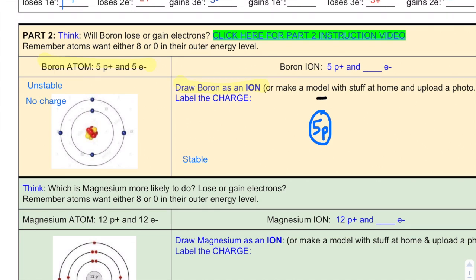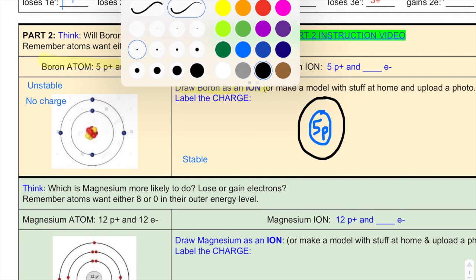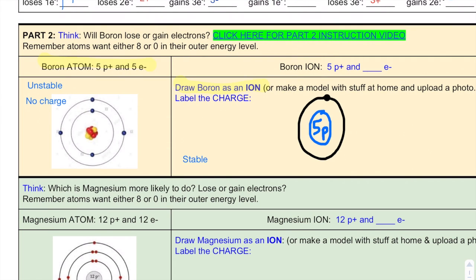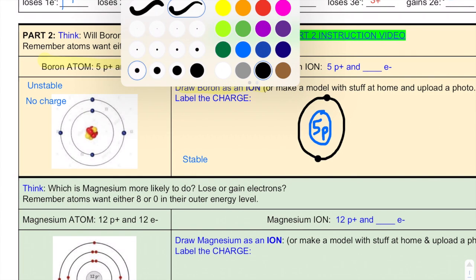So if it has lost 3, it's still going to have 2 in its first energy level. So I'm going to draw those here. And then the other 3 that were on the outside are gone. So now this is stable, but it does have a charge. Let's see why.